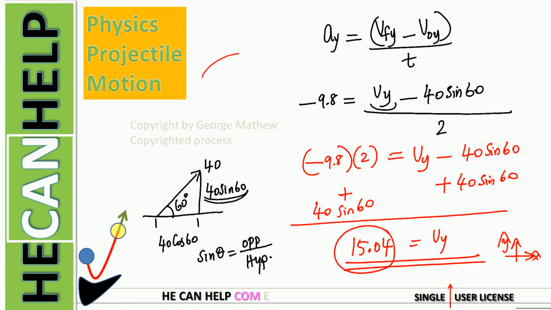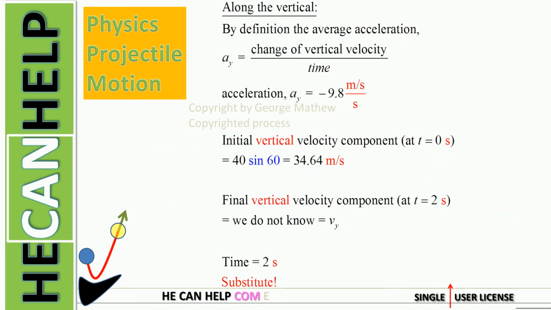Please don't forget, for the trajectory, if it is moving from left to right, at this point the x component is this way, y component is pointing up. At this point, the x component is still the same, but the y component is now pointing down. So that's what I did here along the vertical. Acceleration is equal to change of vertical velocity divided by time. Acceleration along the vertical is negative 9.8. Initial vertical velocity component at t equals 0 seconds is 40 times sine 60, and that is 34.64 meters per second.